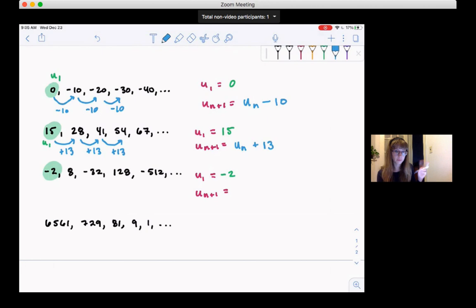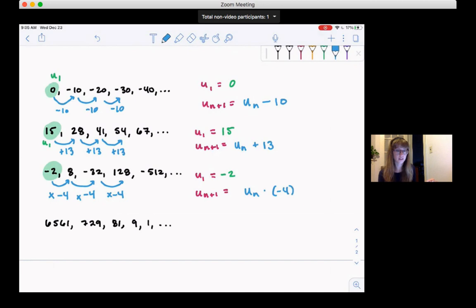But then we have this flipping negative, and we can get that if we multiply by -4. So -2 times -4 is 8. 8 times -4 is -32. -32 times -4 gives us positive 128. So our pattern is times -4. Okay, so this means that our next term, UN plus 1, equals our current term times -4.